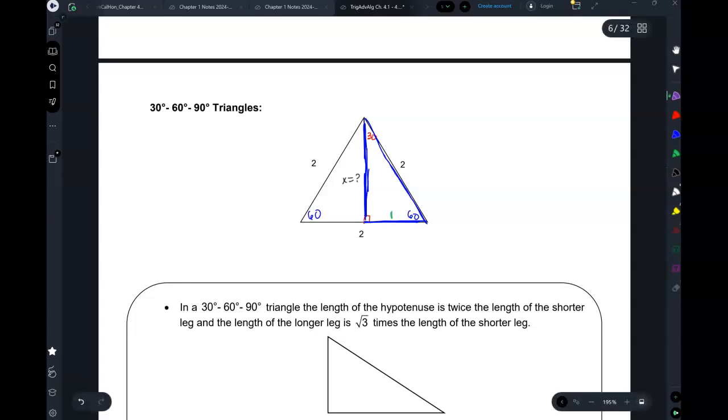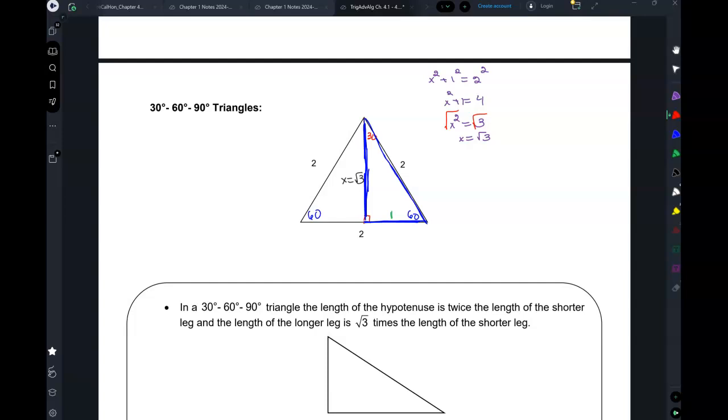So it's going to be x squared plus 1 squared equal to 2 squared. X squared plus 1 equals 4. X squared equals 3. X is root 3. Okay? All right. So let's think about this.